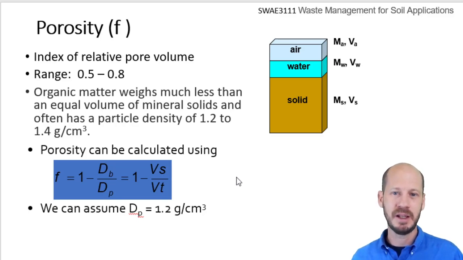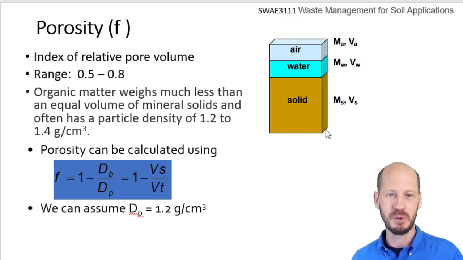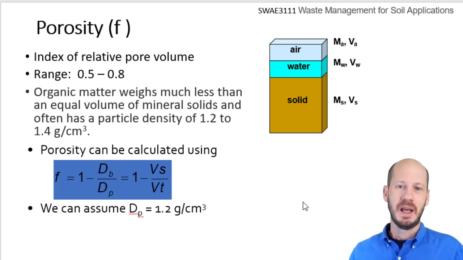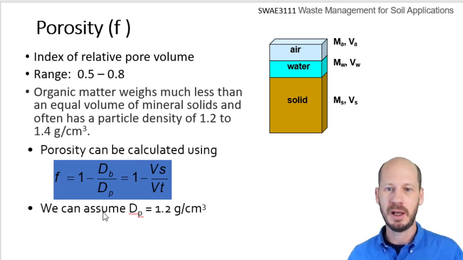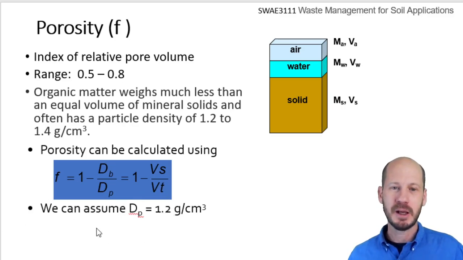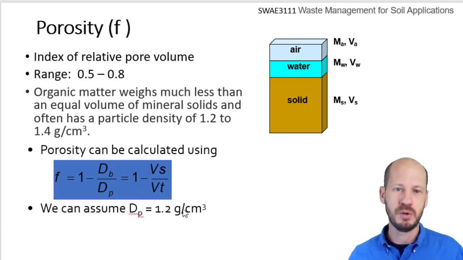Porosity is directly related to bulk density. It means that the lower the bulk density, the higher the porosity. And what you expect in organic matter mixtures is porosity between 0.5 and 0.8. You don't want this material to become compacted. Less than 50% pores is absolutely what you don't want. And you can calculate the porosity using the bulk density, with this formula: one minus the bulk density over the particle density. We can assume the particle density in this situation to be 1.2, just for the sake of calculations.